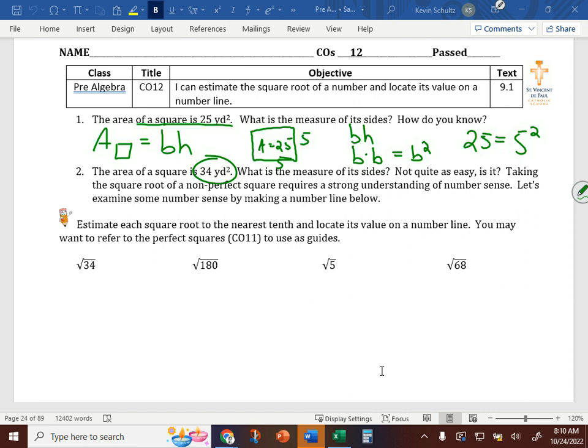So what we're going to do to find the estimation for the value of the root 34 is we're going to use that chart from CO11. And we're going to say, what two perfect squares does root 34 come between? We know it's that root 36, right, is just above it. What perfect square is just below it?